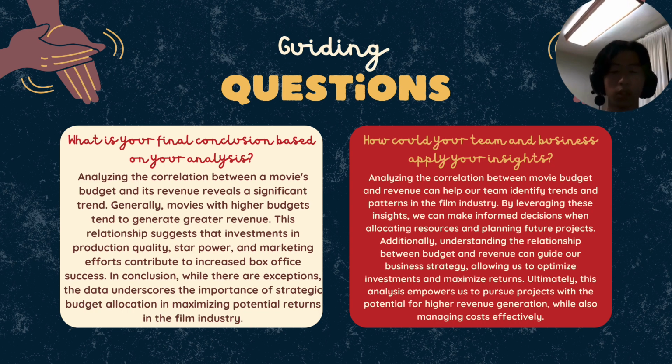How could our team, business, apply our insights? Analyzing the correlation between movie budgets and revenue can help our team identify trends and patterns in the film industry. By leveraging these insights, we can make informed decisions when allocating resources and planning future projects. Additionally, understanding the relationship between budgets and revenues can guide our business strategy, allowing us to optimize investments and maximize returns. Ultimately, this analysis empowers us to pursue projects with the potential for high revenue generation while also managing the cost efficiency.